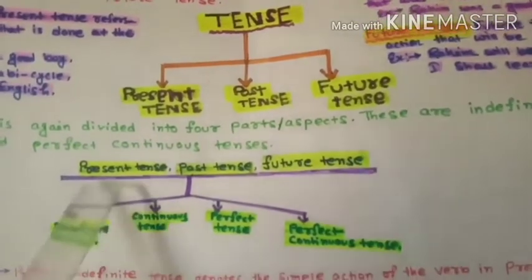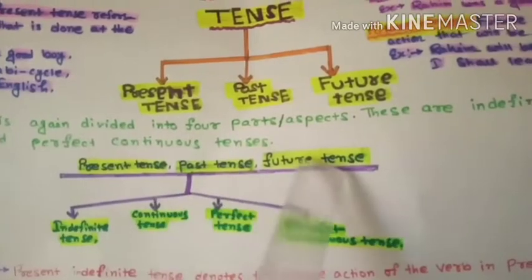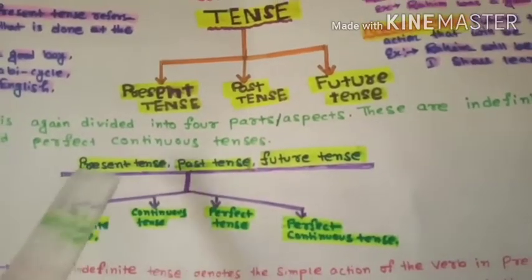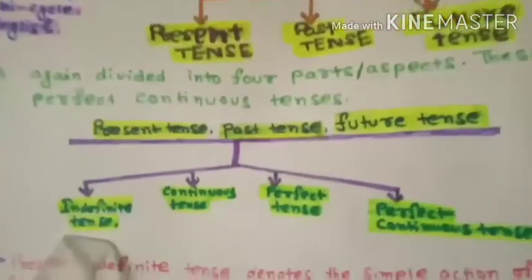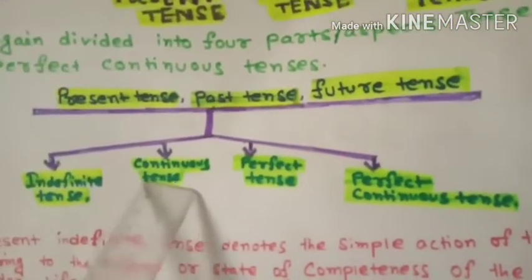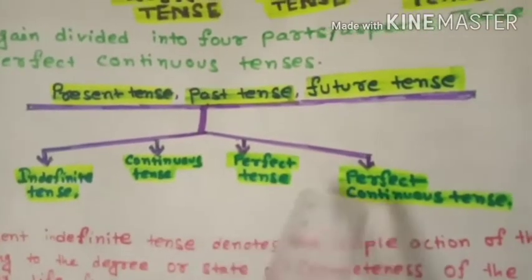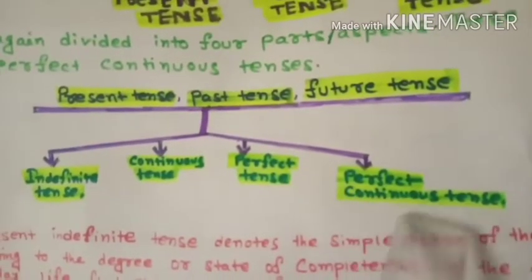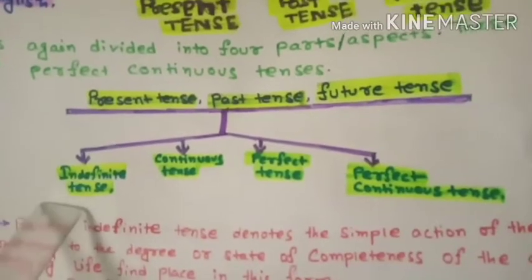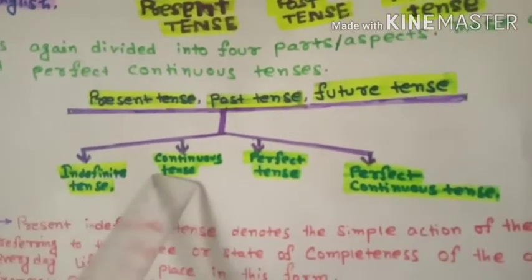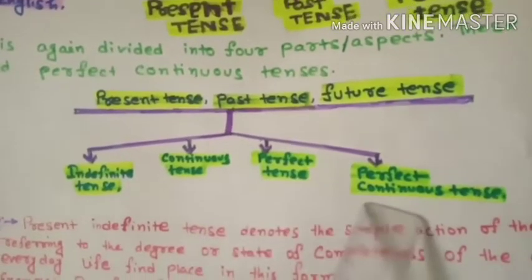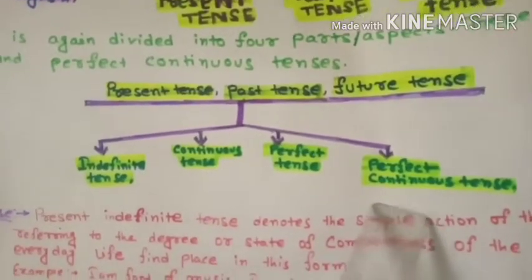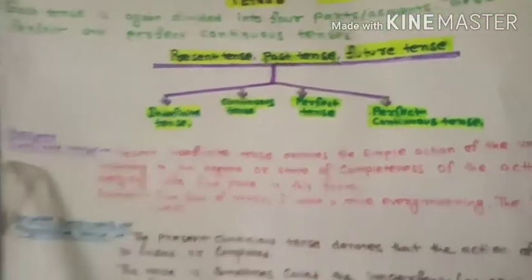So look at this diagram: present tense, past tense and future tense. These 3 types of tenses are divided into 4 parts. First one is indefinite tense, second one is continuous tense, third one is perfect tense and fourth one is perfect continuous tense. Okay, now come to the first one, present indefinite tense.